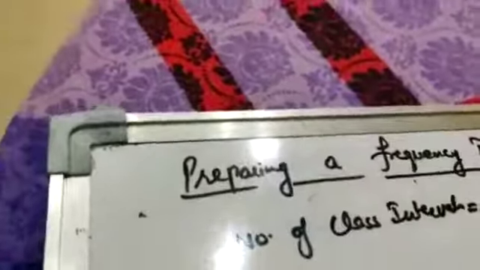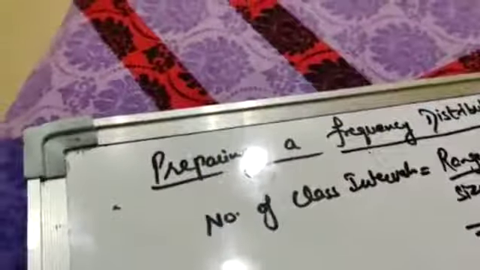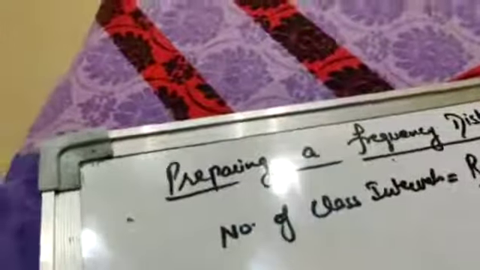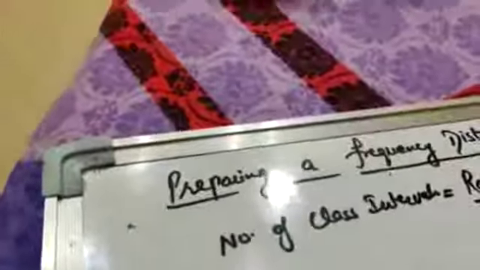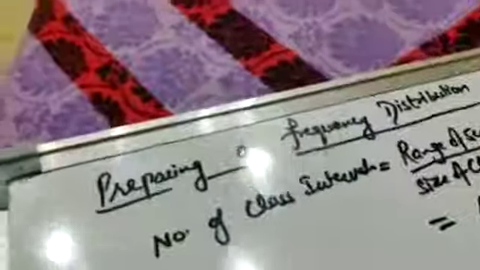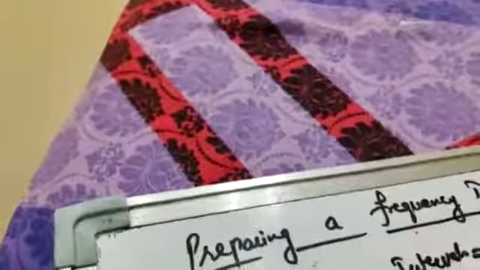Let's suppose you decide to make intervals like 5 to 10, 10 to 15, 15 to 20, taking a gap of 5, or 0 to 4, then 5 to 9, again a gap of 5. Let's suppose the size of class interval is 5. Next, we will divide 68 by 5, and we will get 13.6.